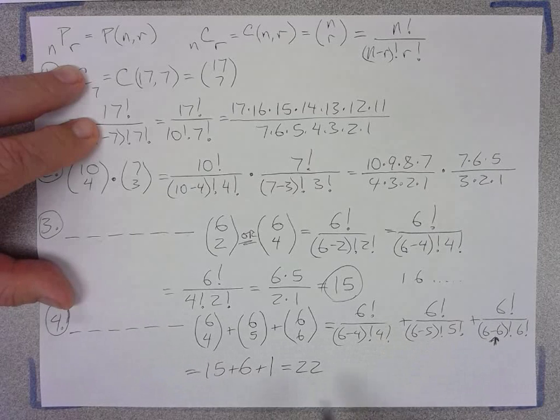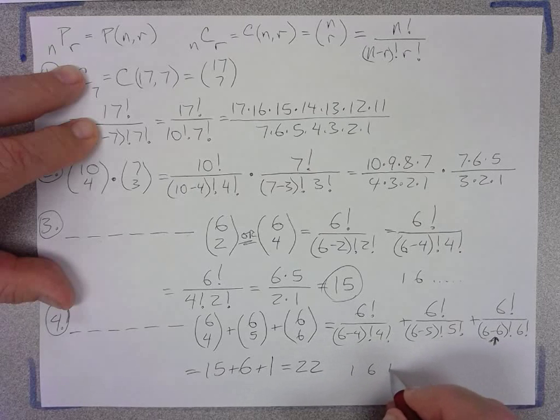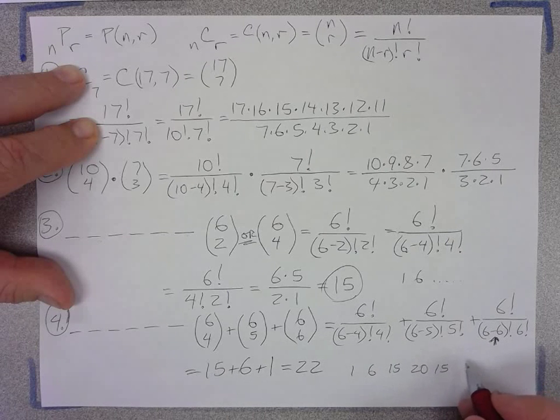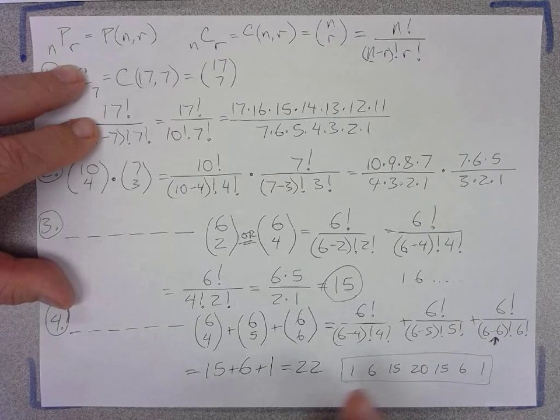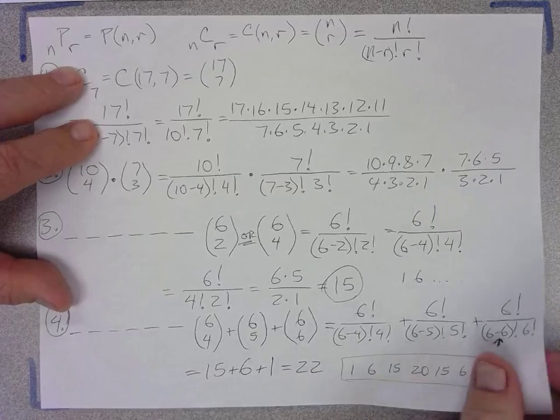Back to Pascal's triangle. Remember that 6th row of Pascal's triangle? I hope you remember how this is set up. Right? Yeah, that's the 6th row of Pascal's triangle. Let's move on to number 5. Grab another piece of paper here.